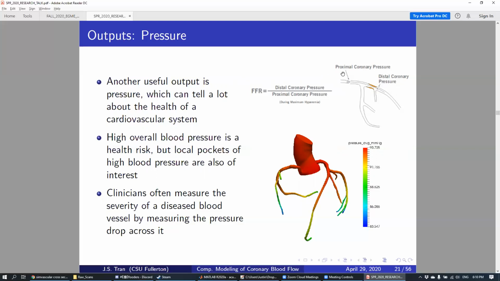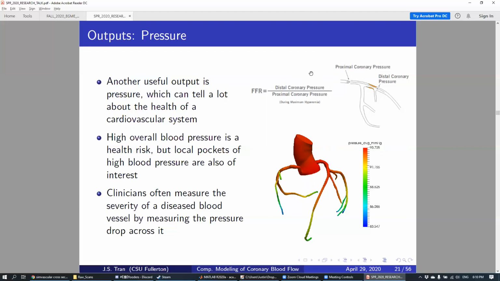And so they have this device here called a catheter. What the catheter is going to do is measure your blood pressure before the disease, which is known as your proximal blood pressure. And then they're going to measure the same blood pressure after the disease, and they call that your distal blood pressure.